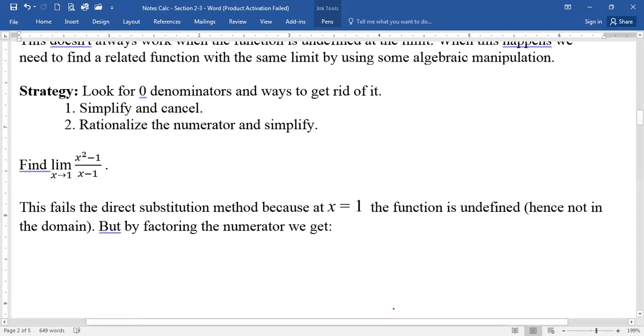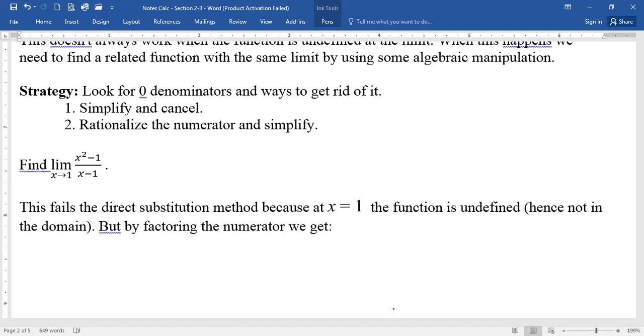Okay, so strategies here: look for 0 denominators and ways to get rid of them. So maybe you can simplify top and bottom and cancel out that factor that's going to create the problem. Maybe you can rationalize the numerator. And we've heard about rationalizing the denominator, right? It's the same concept. It's just the numerator that we do that to, and simplify.